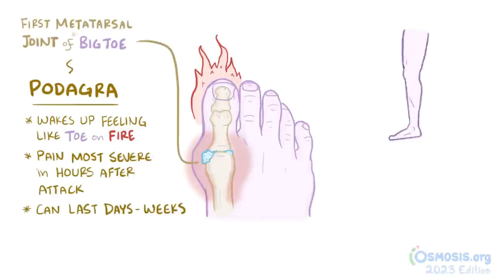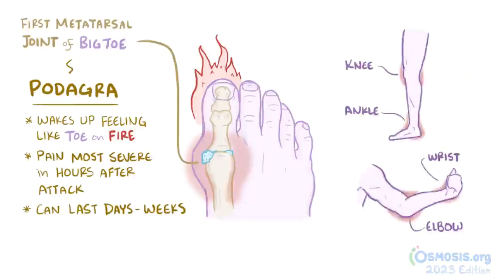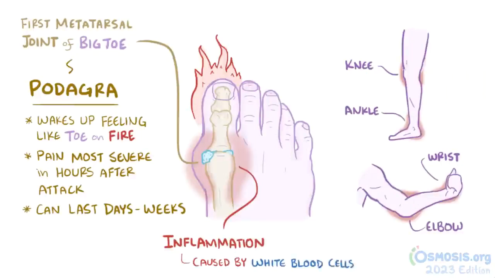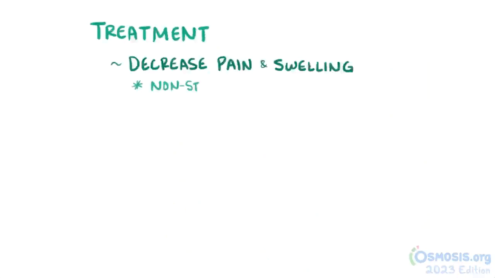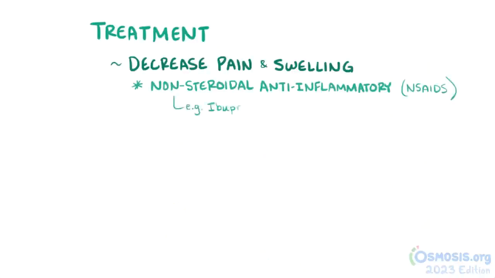Gout can also affect other joints as well, like those in the ankles, the knees, the wrists, and the elbows. This inflammation and local pain is ultimately caused by white blood cells, or leukocytes, which migrate to the site to help eliminate uric acid and release pro-inflammatory chemicals, including cytokines. Treatment of a gouty attack is typically focused on decreasing the pain and the swelling, most often with non-steroidal anti-inflammatory medications, or NSAIDs, like ibuprofen or naproxen sodium, but occasionally with corticosteroids as well.